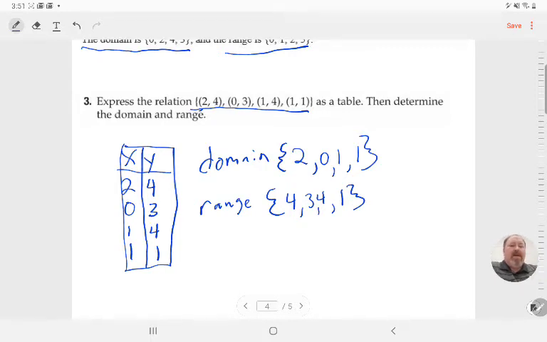Now, that's all my x's and that's all my y's. You will notice, though, that there are two 1s and there are two 4s. Okay? We do not need to list those twice. So you would only need to list those one time. So what I would list is 2, 0, 1. And the y's would just be 4, 3, 1. Okay? All right.